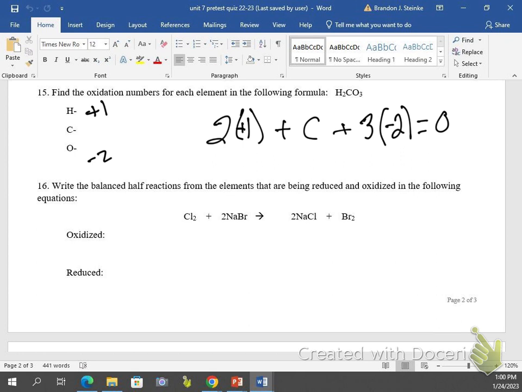All right, just to review. Then by doing the math, we find that carbon has to equal a +4. So that's how we find oxidation numbers. Some have rules, some we got to figure out with a little bit of math. Okay. Now for the half reactions in the redox part.